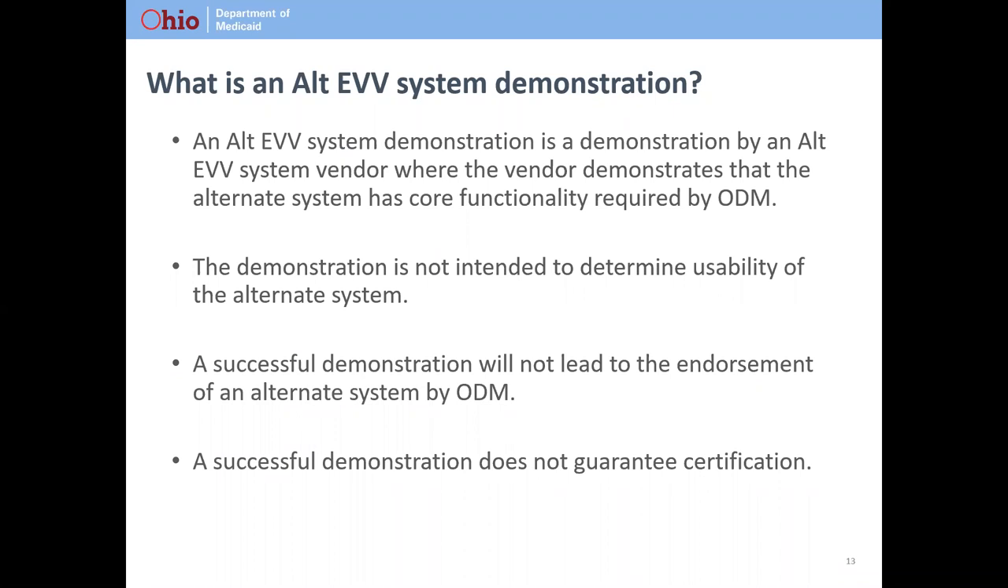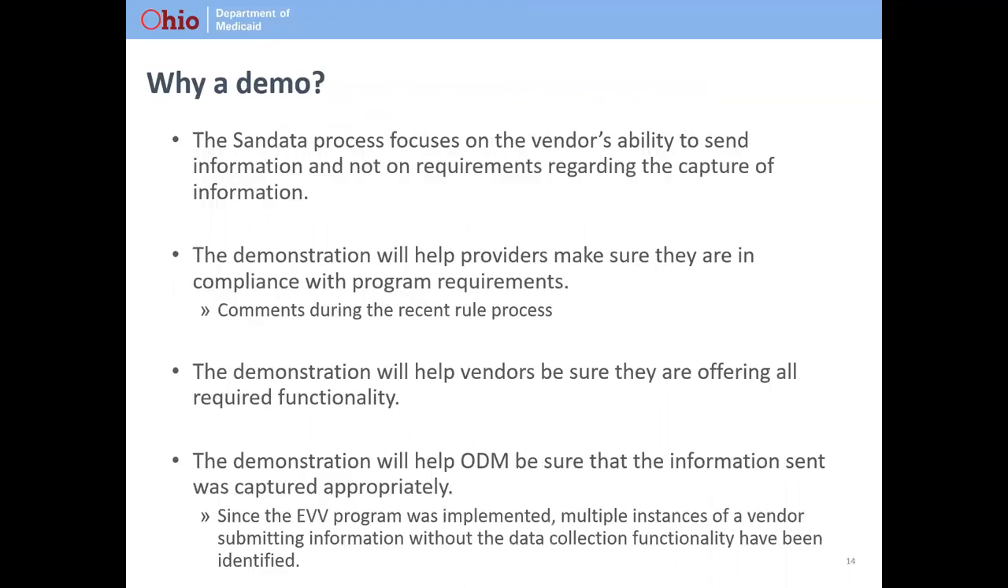An alternate EVV system demonstration is a demonstration by an Alt EVV system vendor where the vendor demonstrates that the system has core functionality required by ODM. It is not intended to determine the usability of the alternate system. It also does not result in any kind of endorsement by ODM of the alternate system. And finally, a successful demonstration does not guarantee certification of the alternate system. The SAN data process also needs to be completed successfully before certification will be awarded.